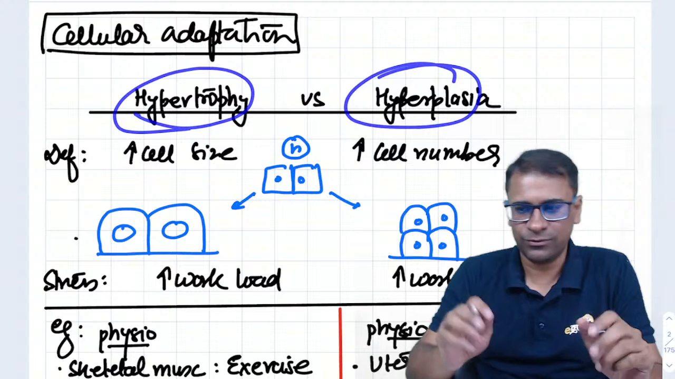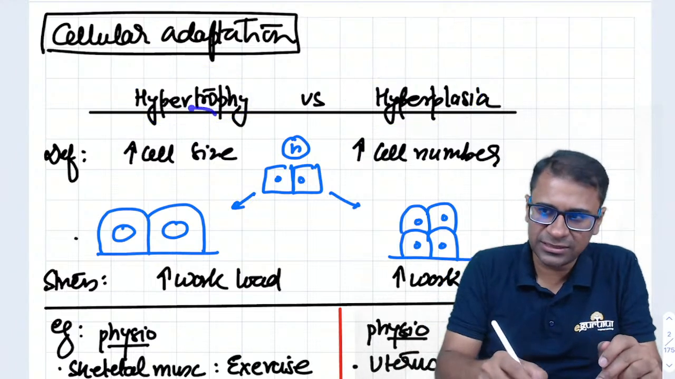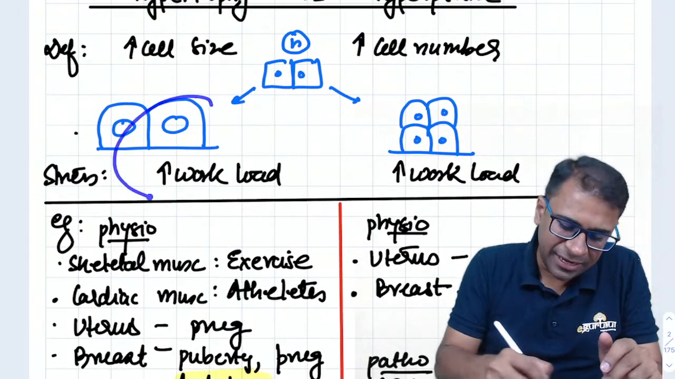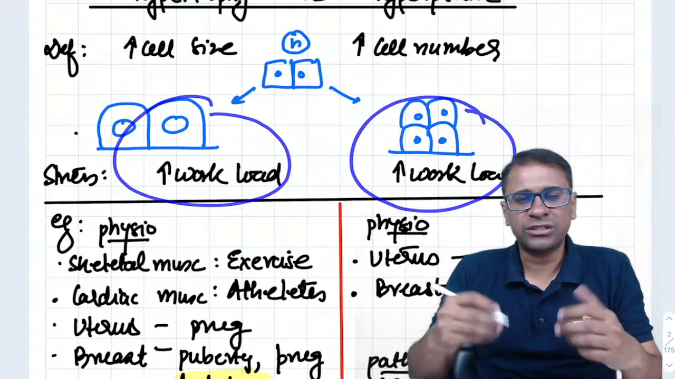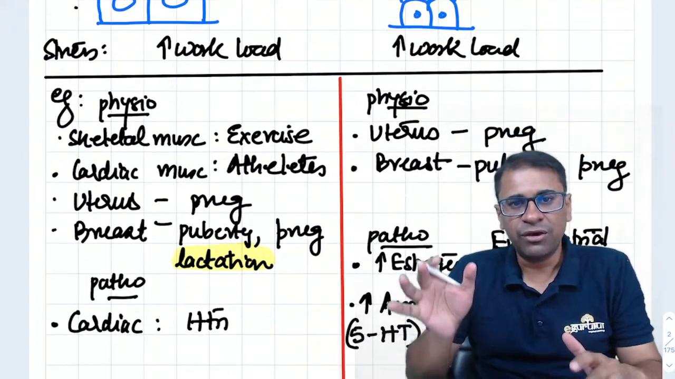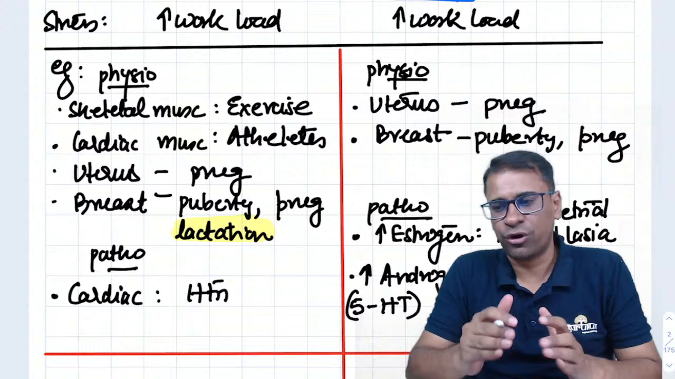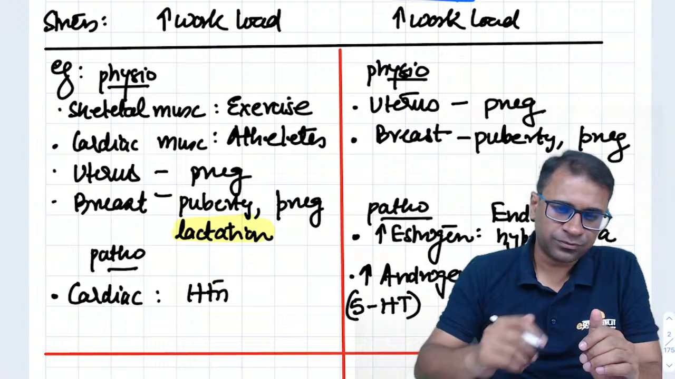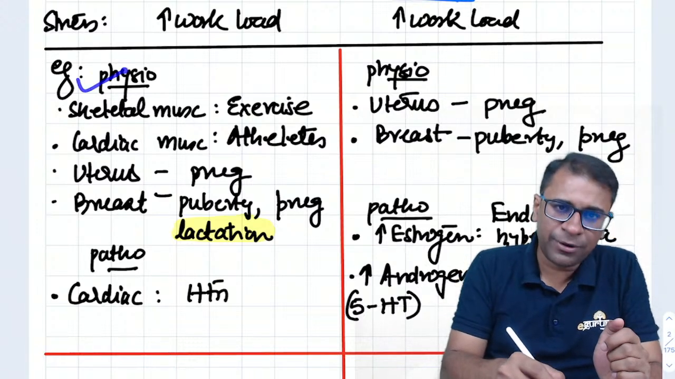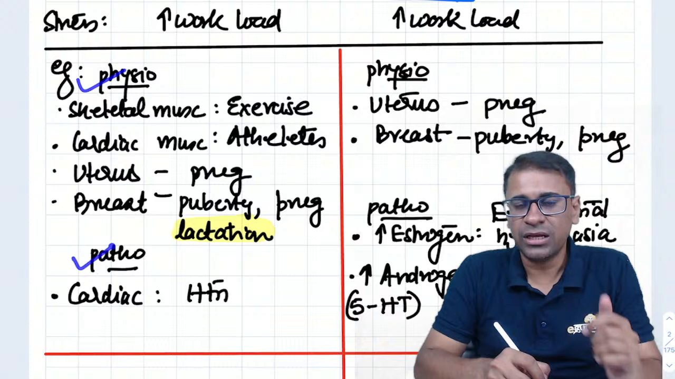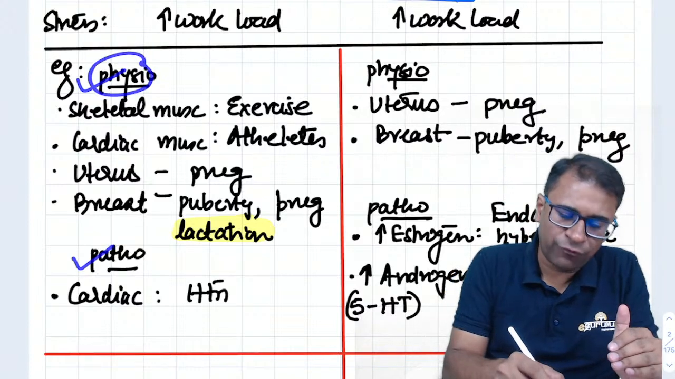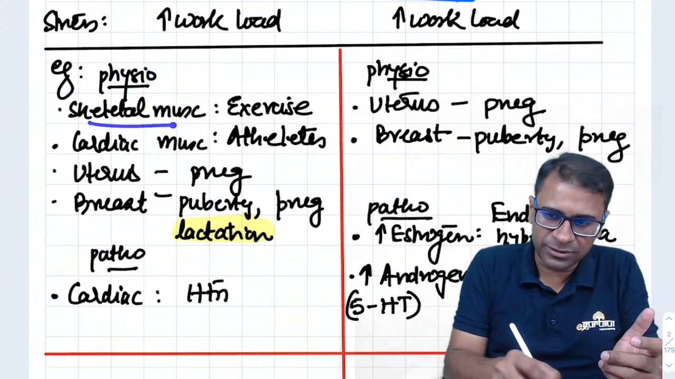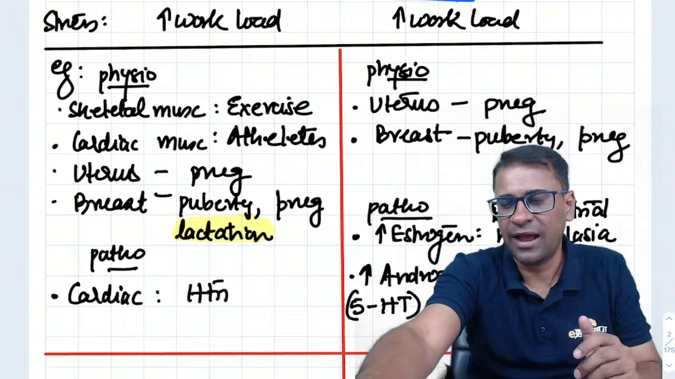Hypertrophy and hyperplasia. What happens is there is an increase in cell size and an increase in cell number. Now look, there is increased workload, which is a cause of both hypertrophy and hyperplasia. We have to know the causes of hypertrophy and hyperplasia. There is physiological hypertrophy and pathological hypertrophy. Physiological hypertrophy is in those tissues which cannot divide, like the skeletal muscles and cardiac muscles.